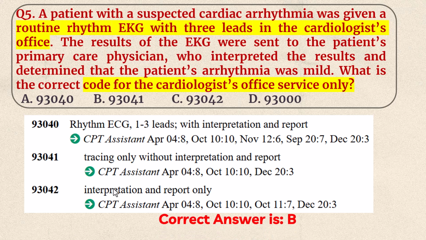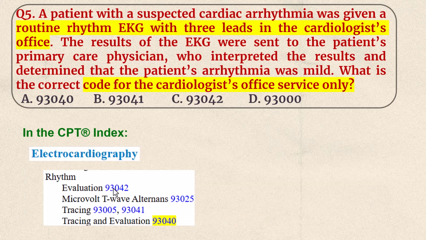If you encounter this case in a real working scenario, you have to deal with the CPT alphabetic index. When you go to the CPT alphabetic index, first you have to go to electrocardiography, then go to the subcategory of rhythm. Go to the rhythm and go for the tracing. It will lead you to the code 93005 and 93041. Again, go back to the tabular list and confirm the answer. Once you confirm the answer, the correct answer will be answer B, that is 93041.